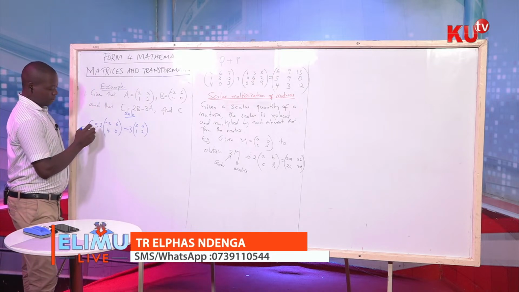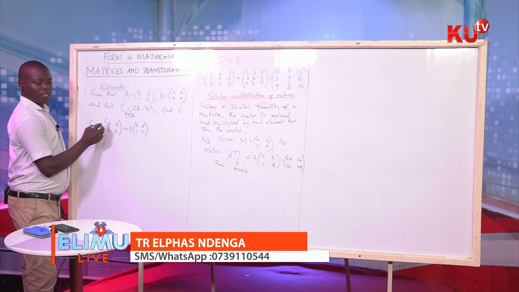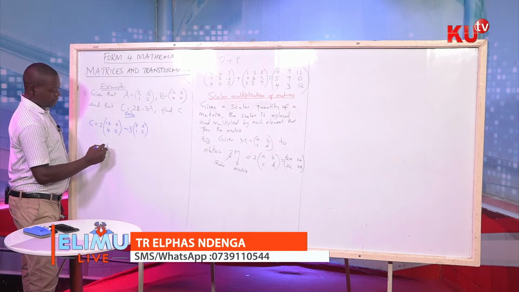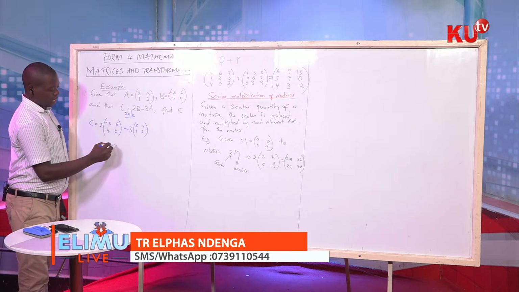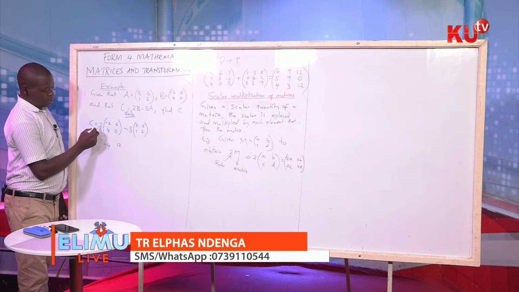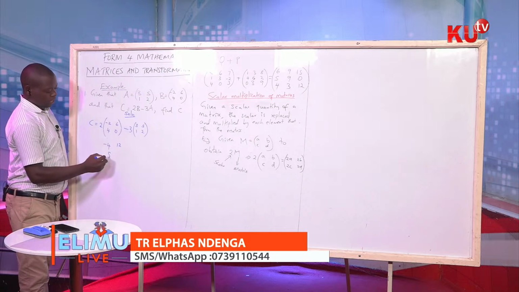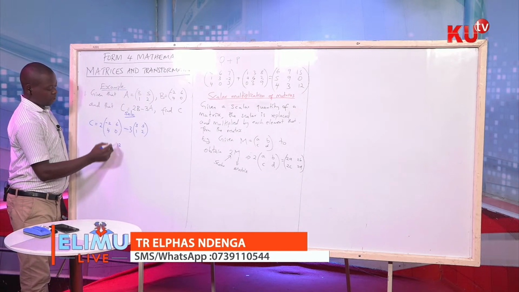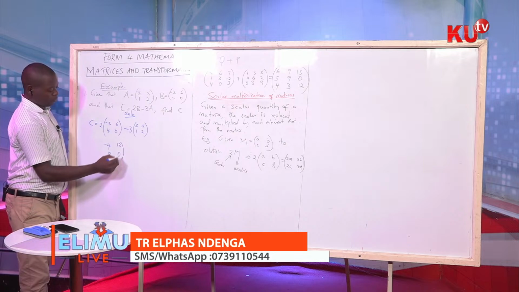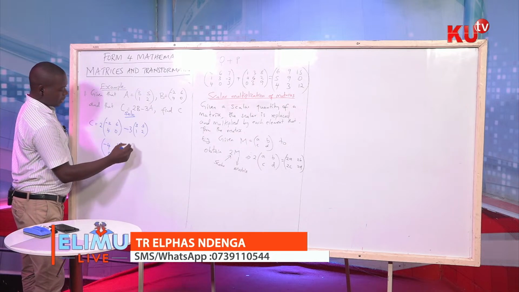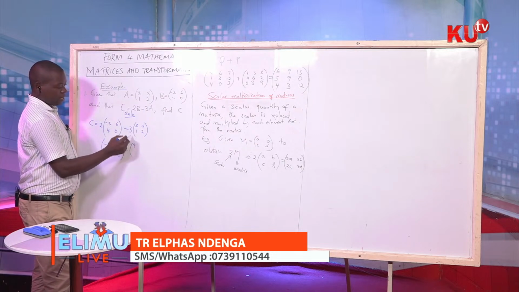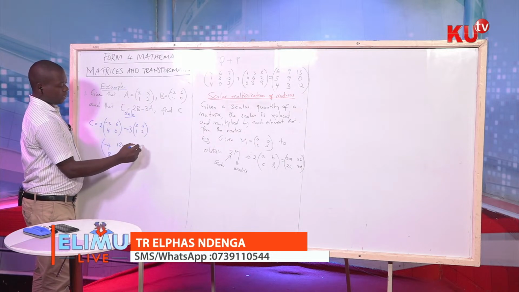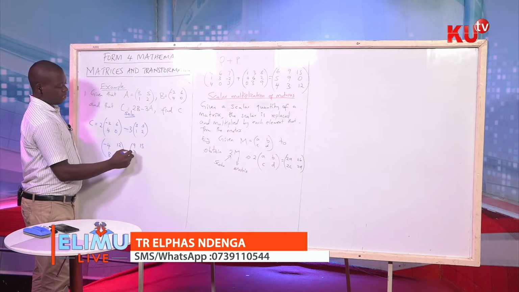Open this up. 2 times -2 is -4, students. 2 times 6, that is 12. 2 times 4, that is 8. 2 times 0, that is 0. Minus 3 times 3, students, is 9. 3 times 5 is 15. 3 times 1 is 3. 3 times 2 is 6.